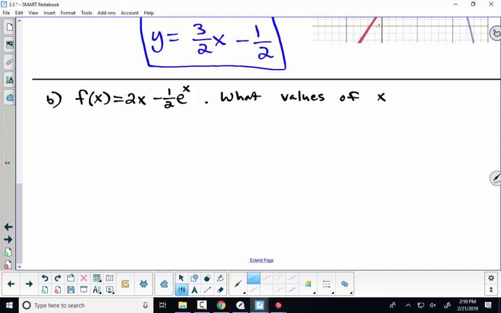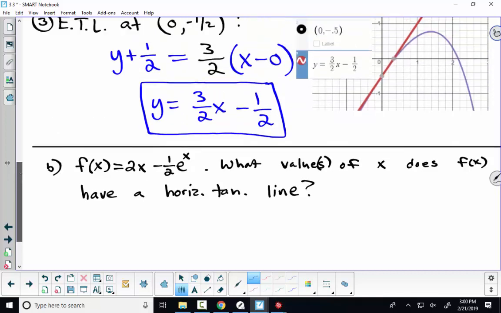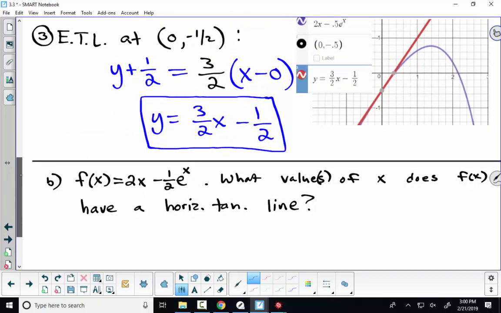What values of x does f of x have a horizontal tangent? So what value or values is the question we're answering. Does everyone see on the graph, the purple graph there, that we do have a horizontal tangent line at the apex of this function? Yeah? So what we're going to do is find that.